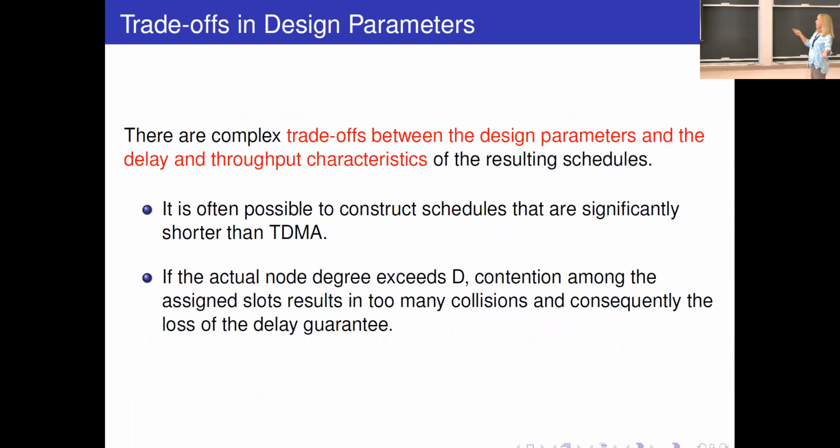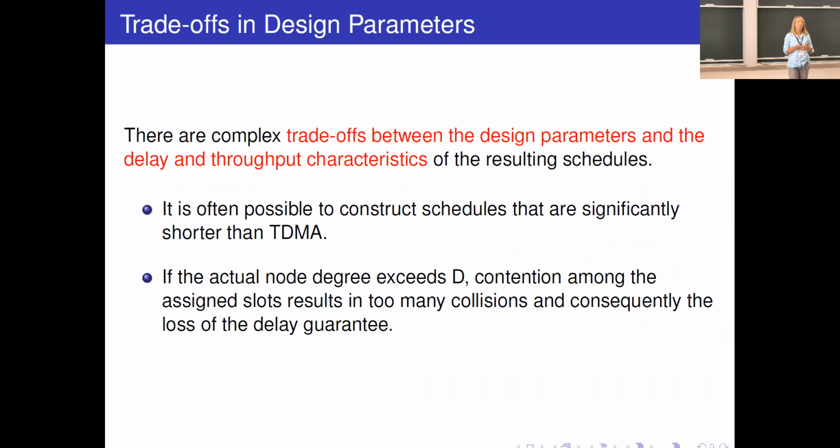Now, of course, there are a lot of trade-offs in the design parameters and the impact on the delay and throughput characteristics of the schedules that we obtain. A lot of times, what's nice is that we're actually able to build schedules that are much shorter than the total number of nodes in the network. And then you might say, well, this parameter D, that's a little bit of a problem because it could be that as the nodes are moving around, you might exceed that degree bound.